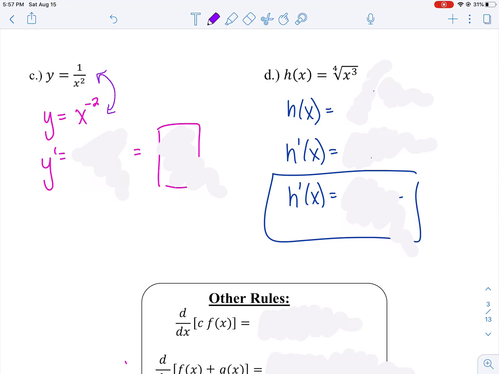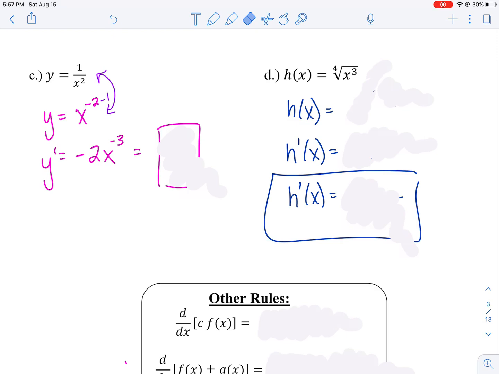Now I like it only because this looks like a power rule. And the power rule says if I have x to the nth power, I should be able to bring forward that exponent and subtract 1 to get my new exponent. Now be careful. If you're subtracting 1, what's your new exponent? A negative 3, right? Negative 2 minus 1 more is negative 3. I brought the negative 2 forward and I subtracted 1 to get my new exponent.